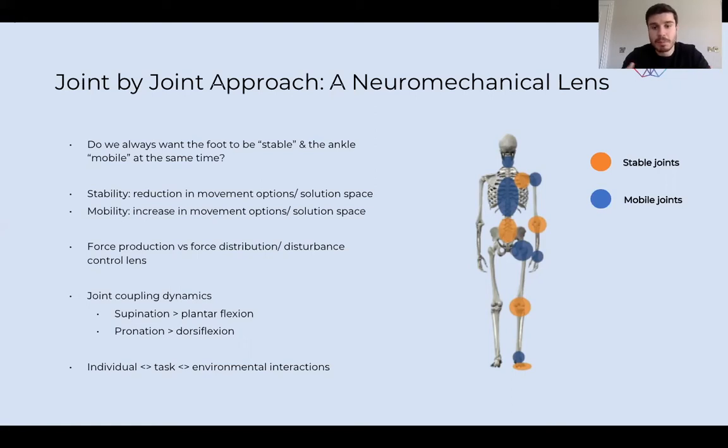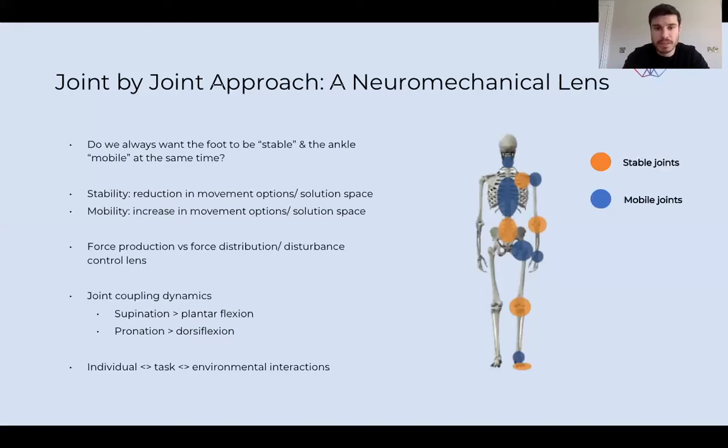Using stability and mobility as terms to describe movements is a challenge, because for a lot of people they all have different definitions for stability and mobility, which obviously makes it difficult for you or anyone to understand how the movement system is behaving when stability and mobility are used. Generally, stability is often characterized as a feature that reduces movement options, which really isn't true, because there are certain times when stability can mean more movement options as well, under certain task and environmental conditions.